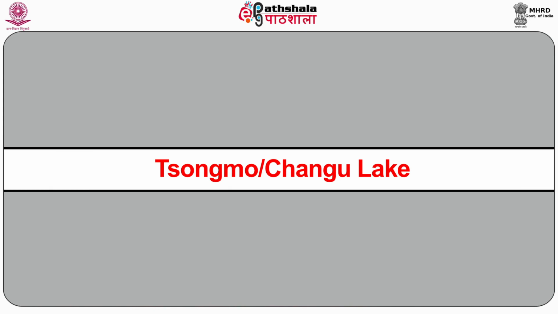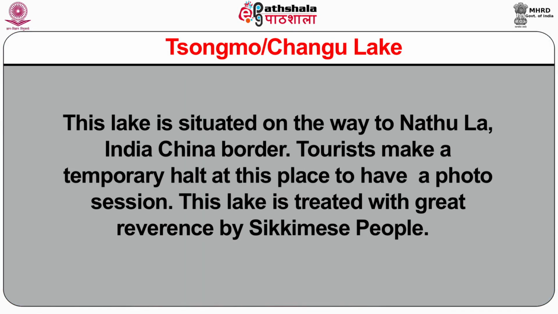Tsomgo Lake, also called Changu Lake. It is an oval-shaped glacial lake located 40 km away from Gangtok at an elevation of 3,753 meters above sea level. The lake is surrounded by mountains covered with snow during the winter season. This lake is situated on the way to Nathula, the India-China border. Tourists make a temporary halt at this place to take photos. This lake is treated with great reverence by Sikkimese people.